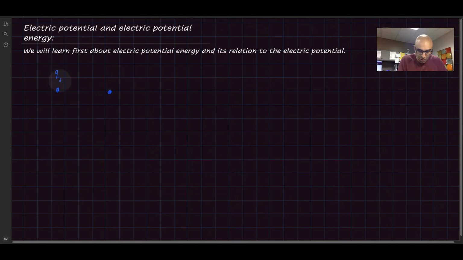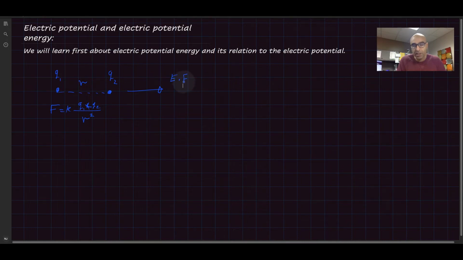If there's a charge Q1 and another charge Q2, and there's a distance between these two charges, let's say this is distance r, we found out that there is a force, we called it Coulomb force, and this Coulomb force is equal to K Q1 times Q2 divided by the distance between them squared. Then from there, we also learned something we called the electric field.